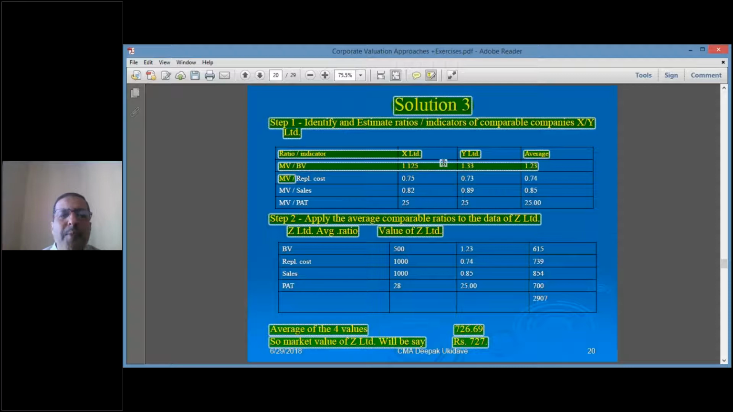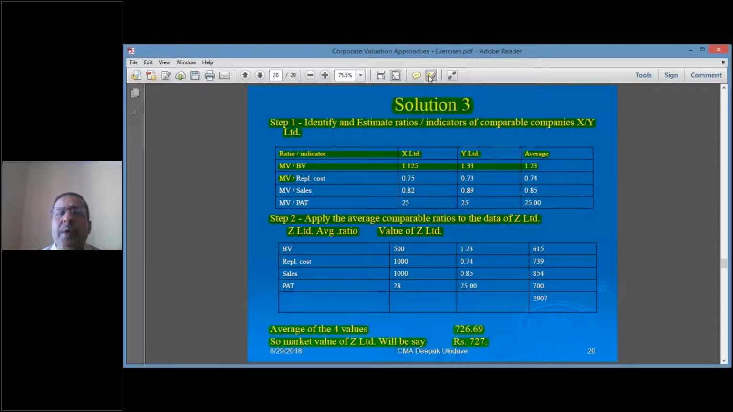So for all 4 performance indicators, we have found out the market value of comparable companies using these averages. So MV-BV, MV-replacement, MV-sales, and MV-PAT, 4 ratios we calculated for X Limited, Y Limited, and then we have taken the average, and that average we have then applied to the corresponding absolute figures of Z Limited.